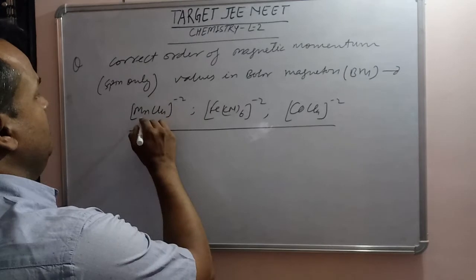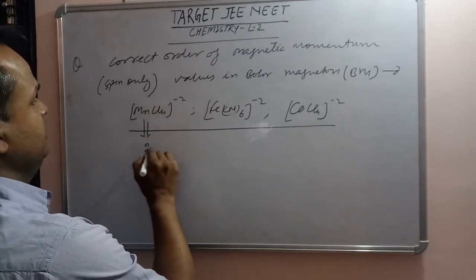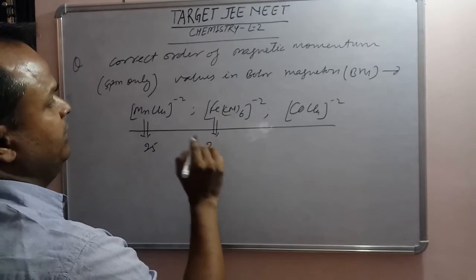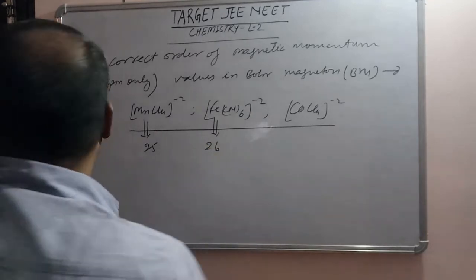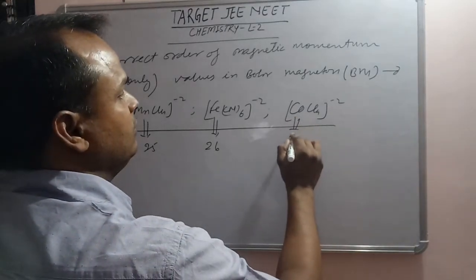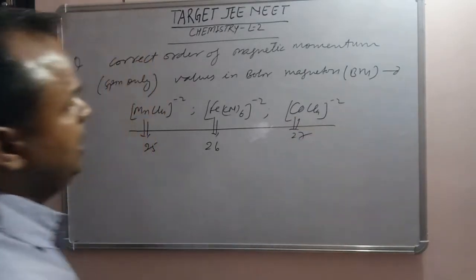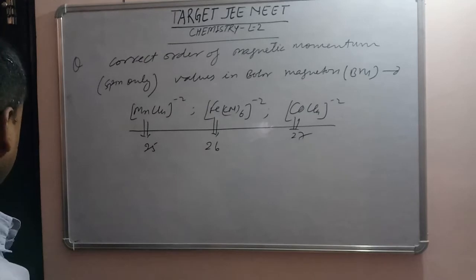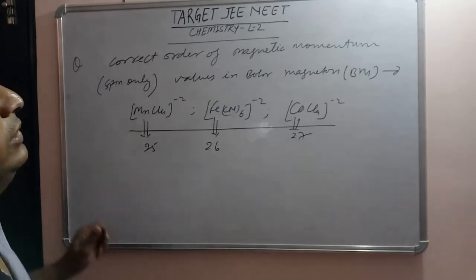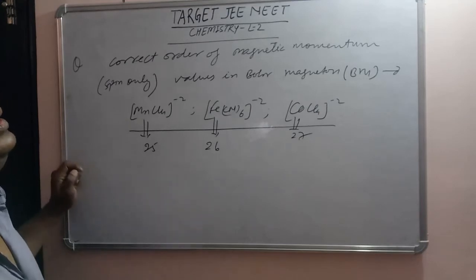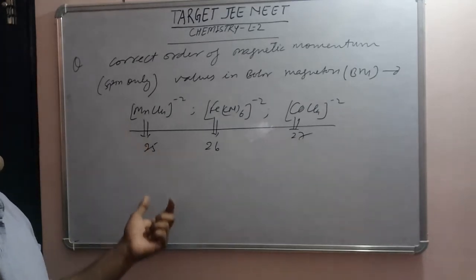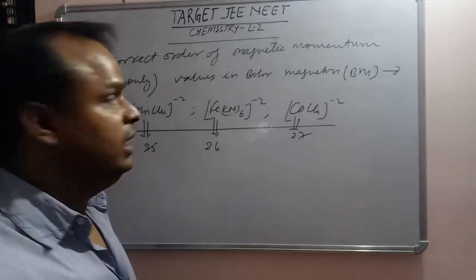So the atomic number of this is 25, this is 26, and this is 27. If you have a clear idea about their electronic configuration, then you can easily find out the number of unpaired electrons, and then you know the formula as per the previous question, you can easily solve it.